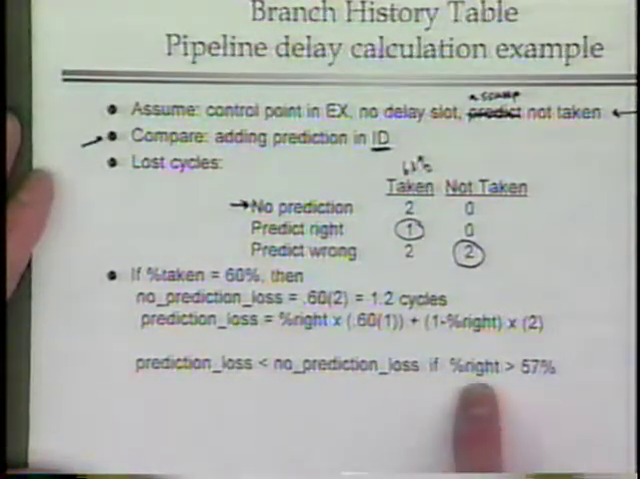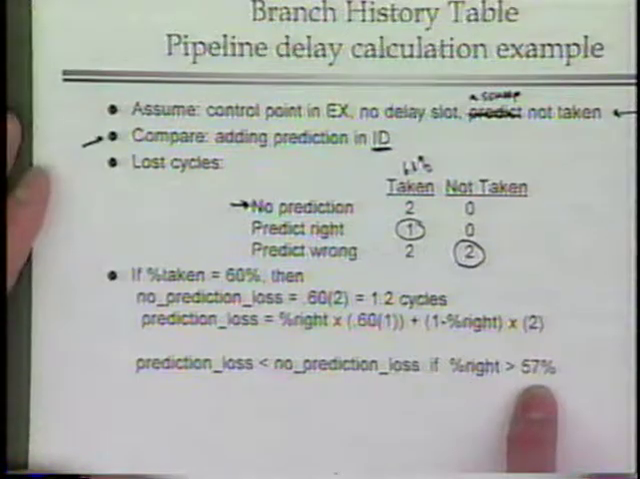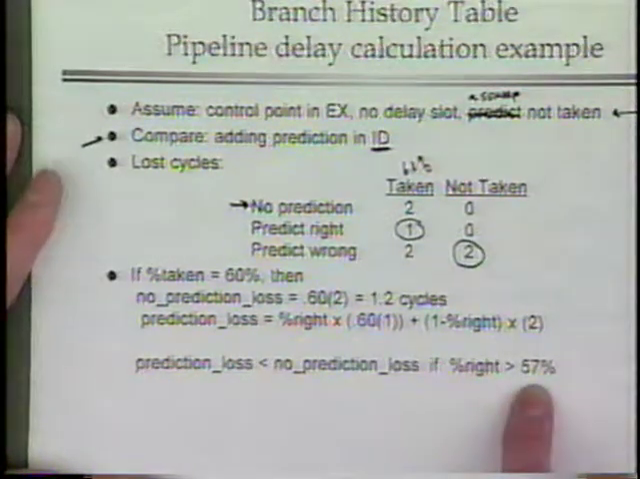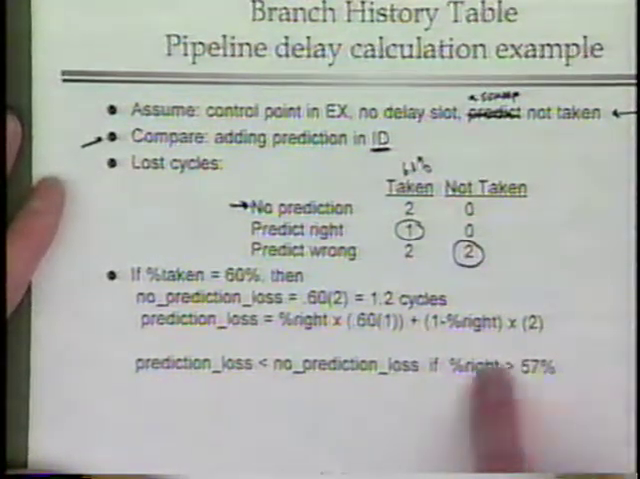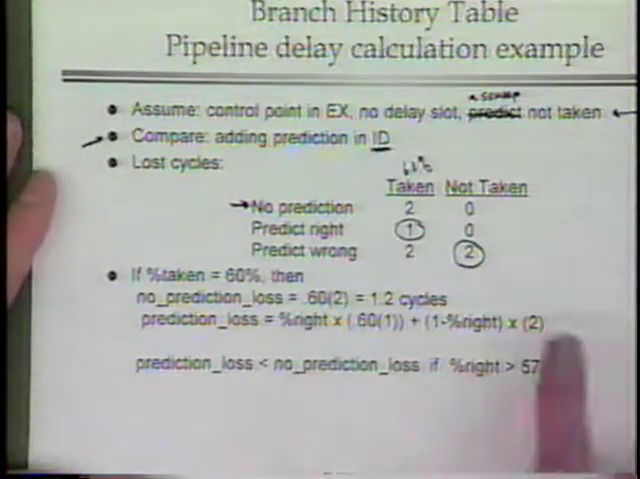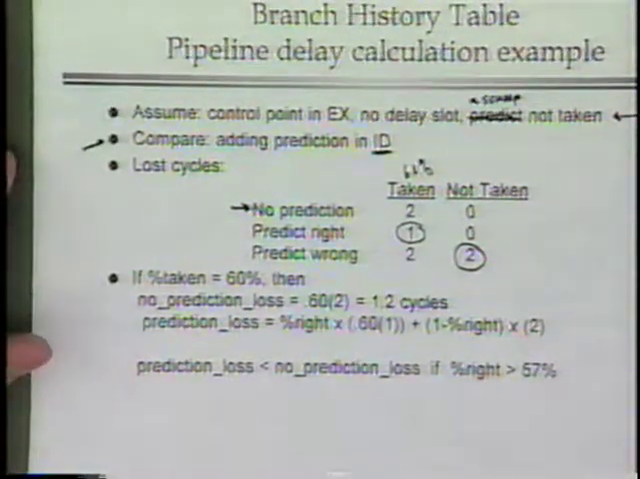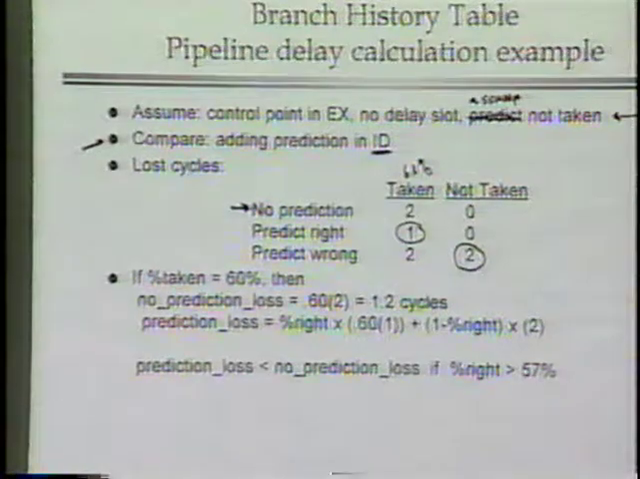But in fact, the answer is about 57%. And most of the branch prediction strategies can do at least better than 57%. So at least with this set of assumptions, it's pretty easy to get this prediction to be a win. But it's not guaranteed. Okay?